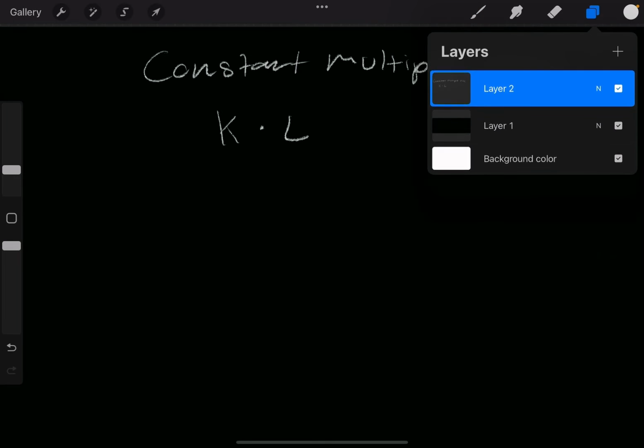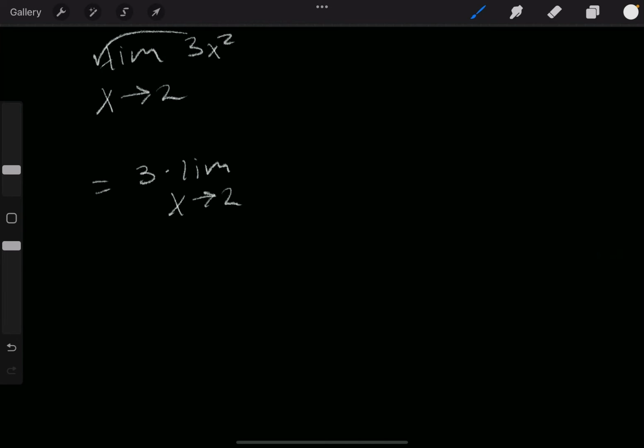Let's do an example. Let's say the limit as x approaches 2 of 3x squared. Now we can simplify this using the constant multiple rule. So first we will move 3 to the front of the limit, so it'll be 3, the constant, times the limit as x approaches 2 of x squared. Now we can substitute x for 2, and we will have 2 squared, which is 4. So this is equal to 3 times 4, which is equal to 12.